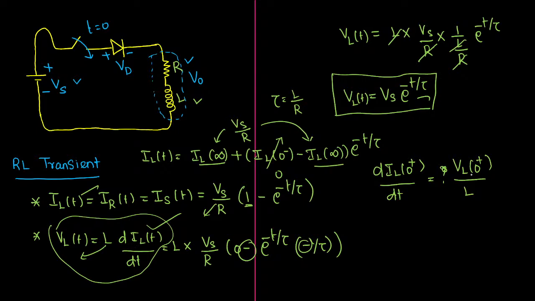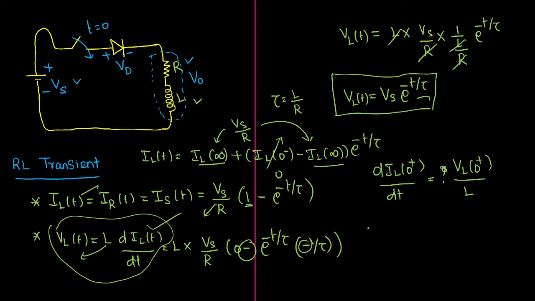Now, can you please explore what is the value of VL(0+), that is at t equal to 0 plus instant. I just wanted to know the voltage drop across the inductor. Can anyone help me? It will be equal to what? What is the expected value of the voltage drop across the inductor at t equal to 0 plus?